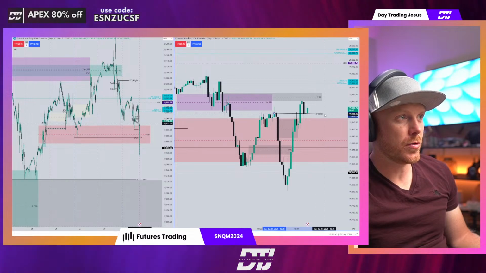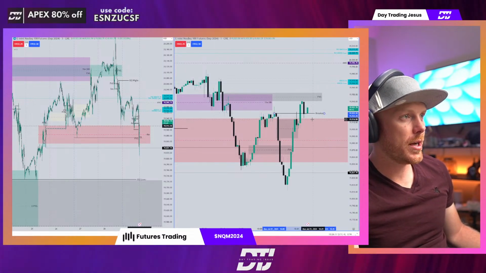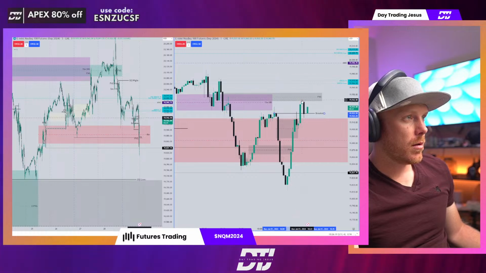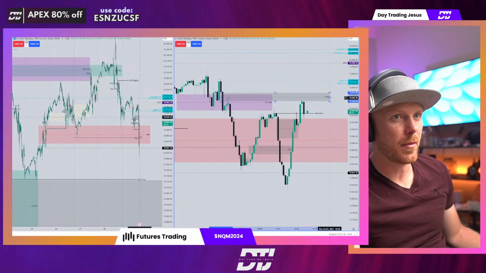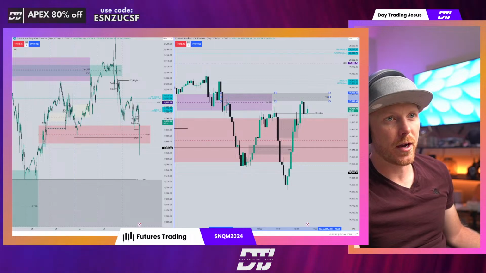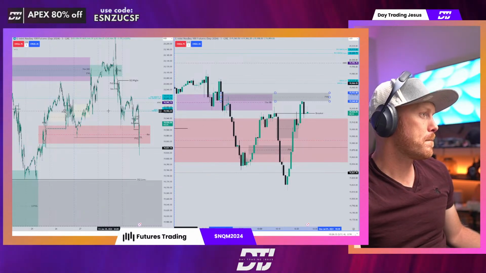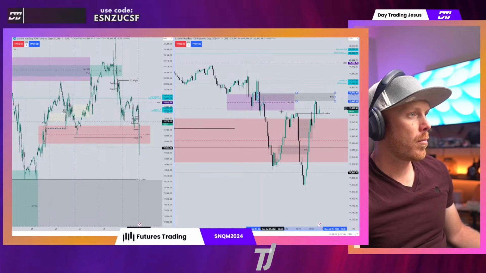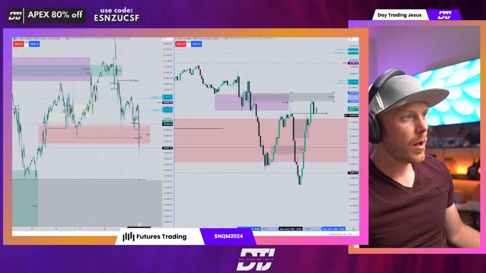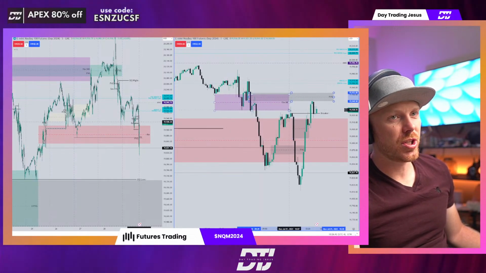This is one of those. We have a breaker here, and we have this fair value gap here. This fair value gap has held price down once before, so I really want to see it close above this fair value gap to be confident that we want to move higher. So it's partially mitigated.